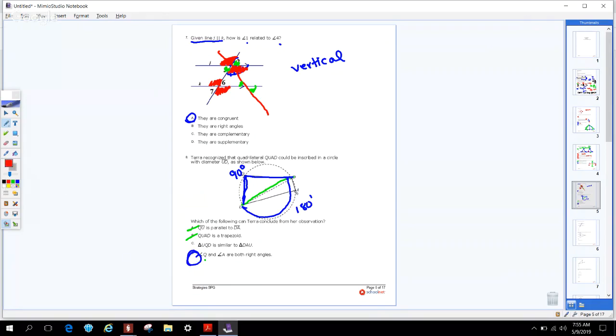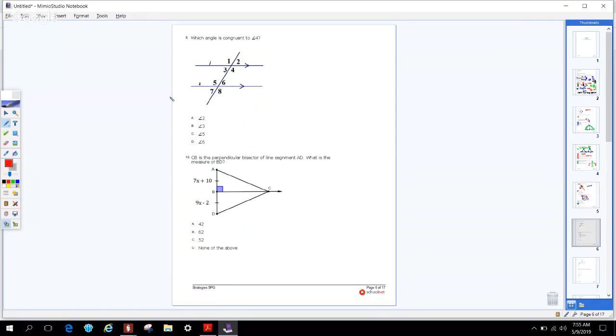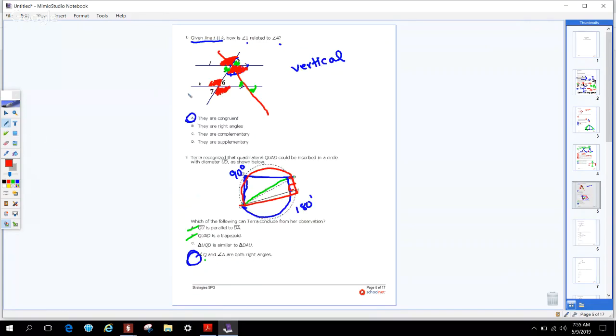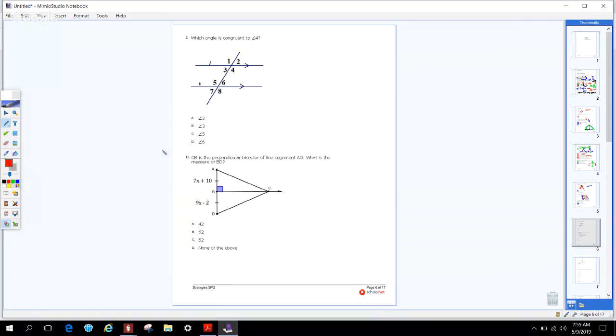Same thing if I look at A. A has its endpoints on the diameter of the circle. This is 180, half of 180 is 90. That one is bizarre. Just remember that if the line touches the radius, it's 90 degrees. If the line touches the diameter, it's 90 degrees.